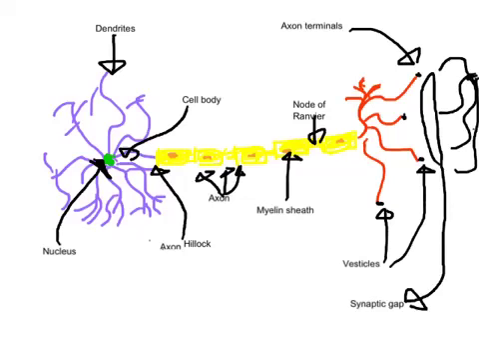Alright, explaining everything about a neuron. This is Michael Mason, and this is part 1 of the assignment.